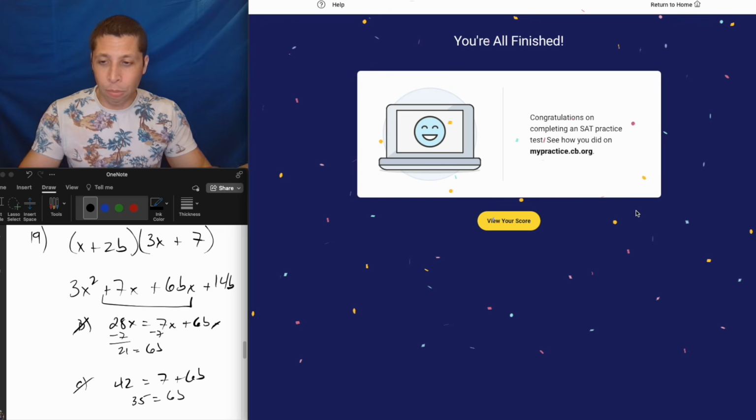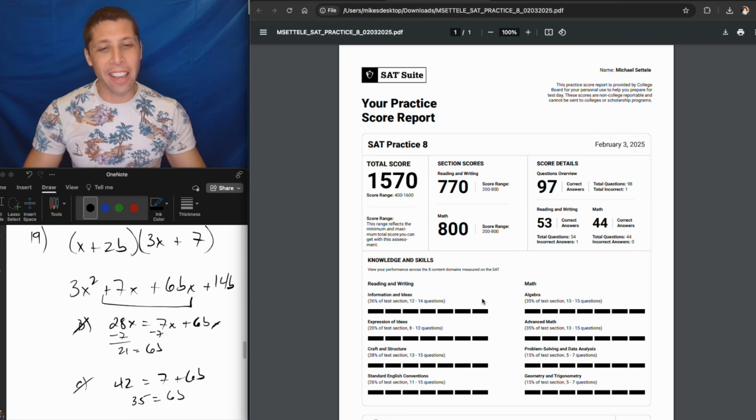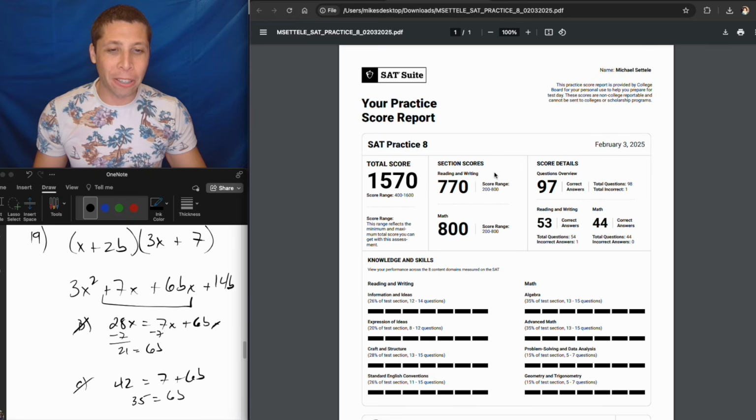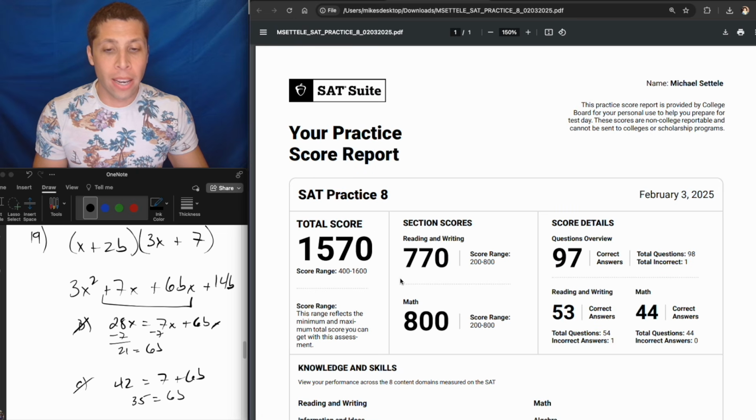I'm going to log in and we'll share the score and see how it went. All right, here we go. The results, 1570. As always, I'm good for a reading error every once in a while. Math, no real issues. But notice that reading, right? I know it's small, but it says incorrect answers, 1. One incorrect answer knocked me down 30 points.